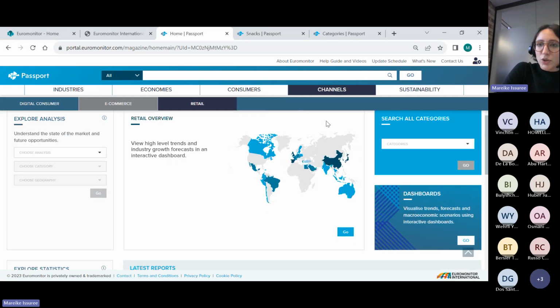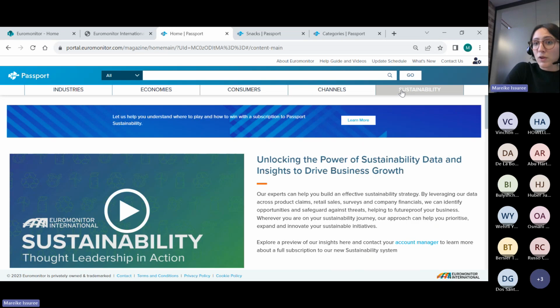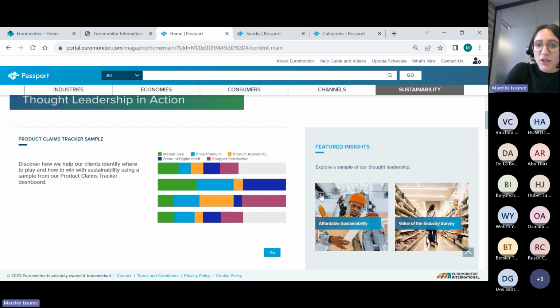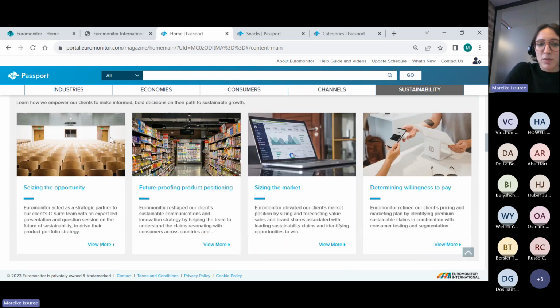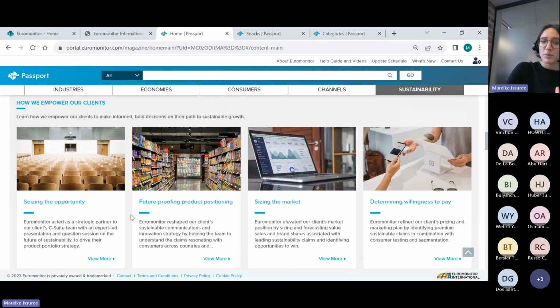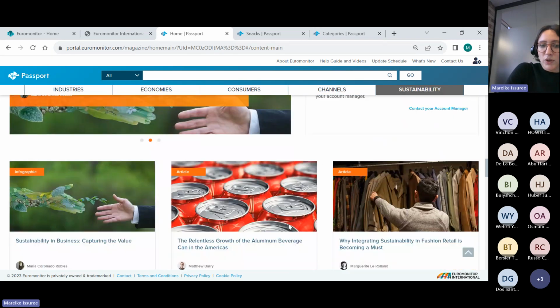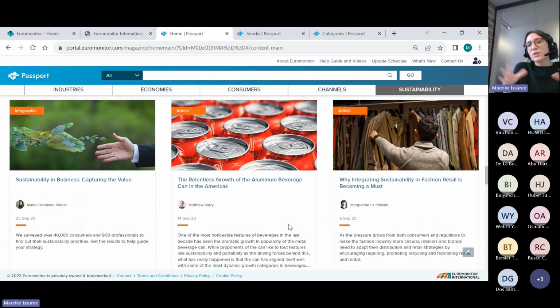And lastly, you do have a sustainability free page. So of course, we are researching sustainability, and you have access to what we call a free page, which covers some broad topics around sustainability, giving you a little sample view of a product claims tracker, as well as some short case studies of how we have helped clients size the market of sustainability, for example, or also some broader articles. So this is more like a free page giving you some broader insights into sustainability topics, which can be very broad, of course.